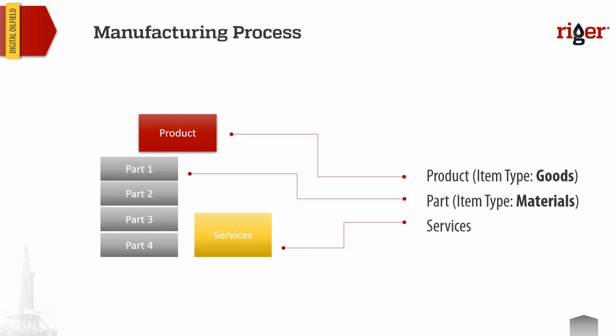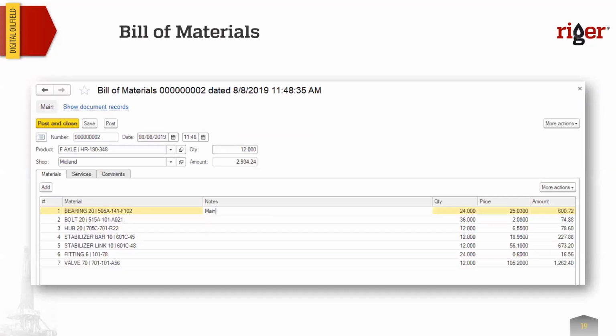So the final product will have item type goods, and parts should have item type materials. Bill of materials is designed to combine several parts together and produce a particular final product. Here we can have several notes about particular material part numbers available as an optional thing as well. The main idea is that we consume several parts and build one product. So consume multiple items and build one. And definitely we need to identify which shop we will use for that operation.